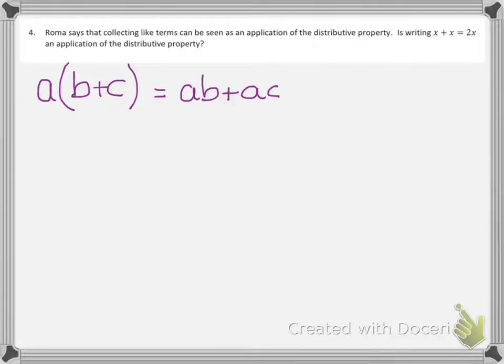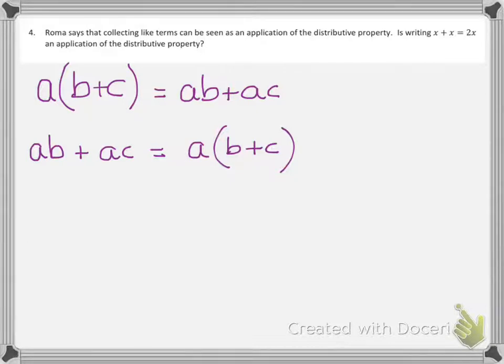Or if we looked at it the other way around, if we started with two terms, AB plus AC, we could find a common factor A and write it as A times the quantity B plus C. So it can go both ways. Either we can distribute a common factor in to a sum, or we can take a common factor out of a sum. Both are the distributive property.